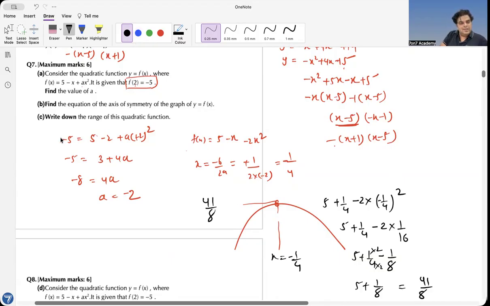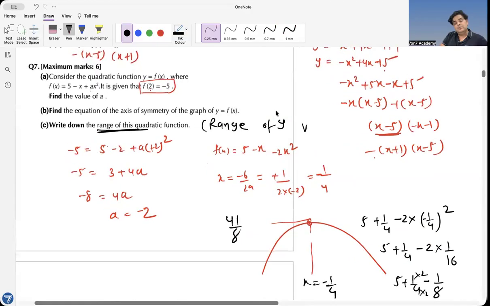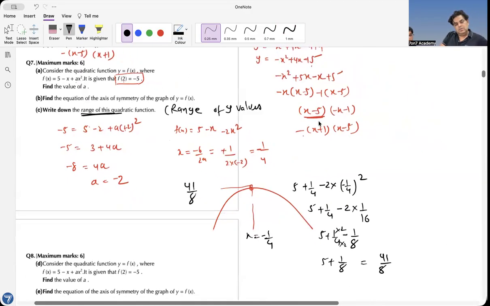Now they said find the range. Range is just what you found? Range means range of y values. When they use the word range, it means range of y values. So that means y is less than or equal to 41 upon 8, because 41 upon 8 is the y value of the vertex.